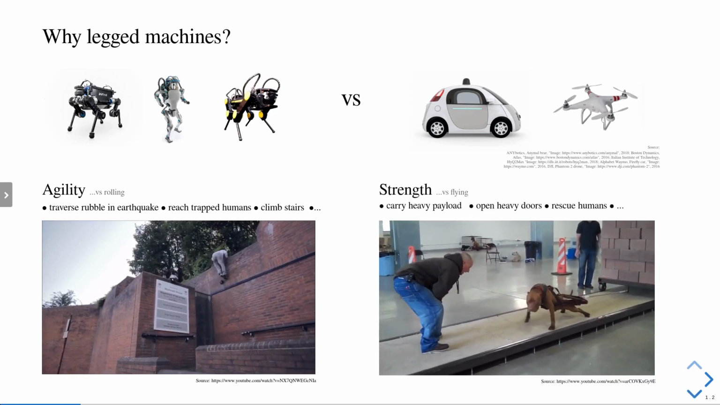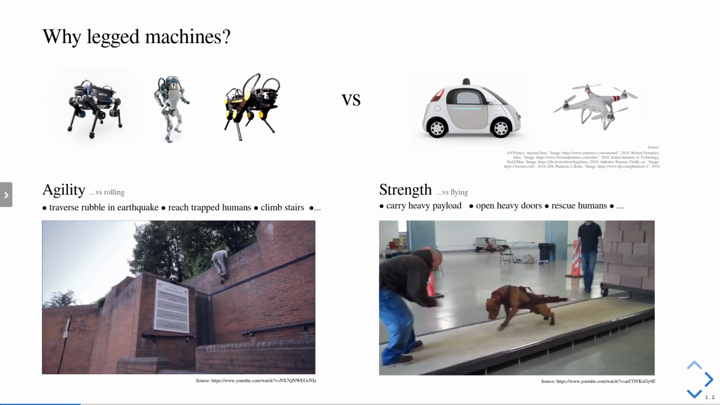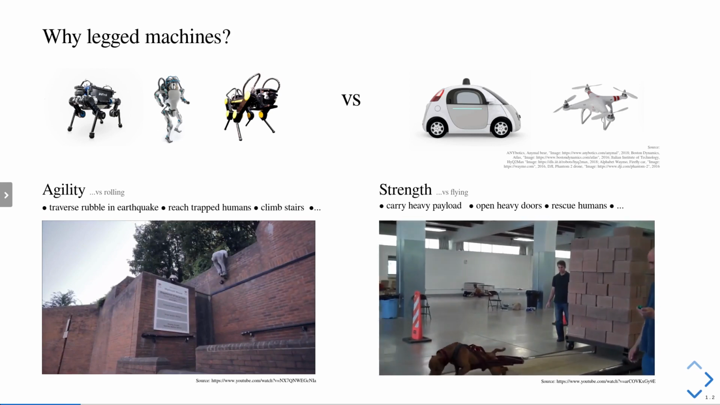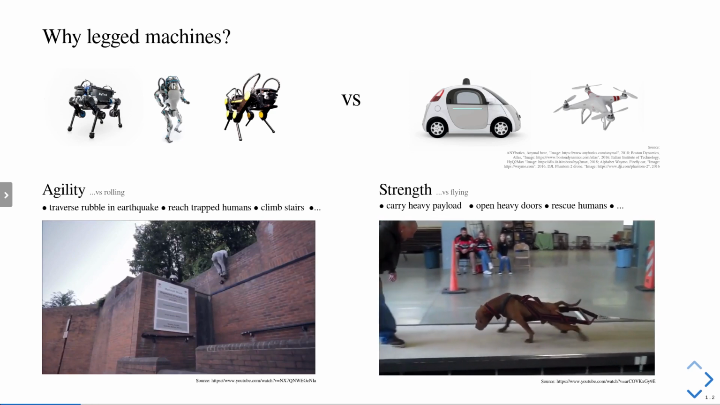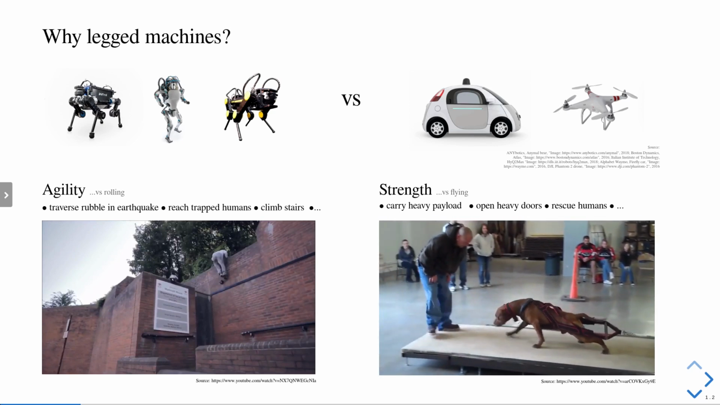Furthermore, legged machines move by creating contact with the environment, and these contact forces that move the robot forward can be quite large, which allows a legged system to carry heavy payload. So the question now becomes, how do we make a legged machine perform these types of actions?